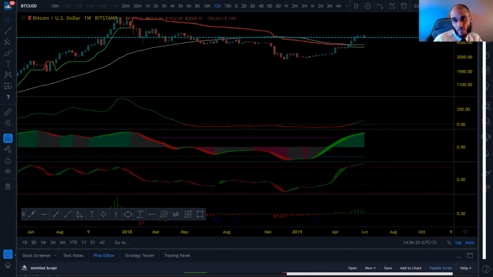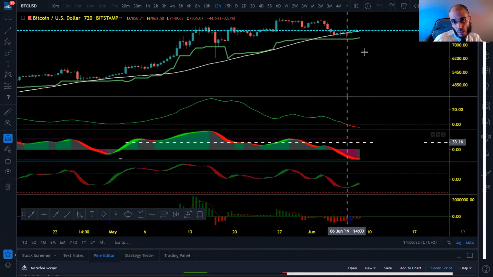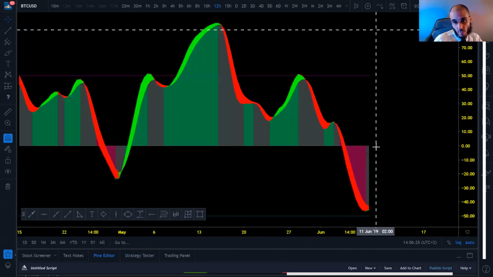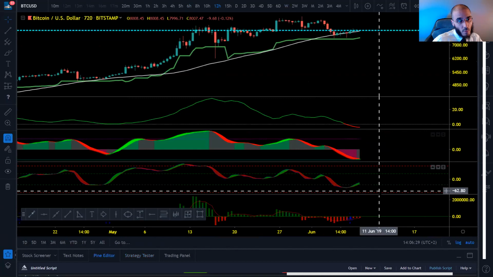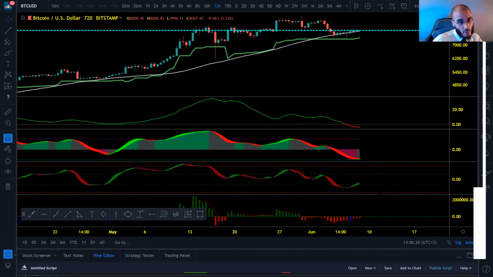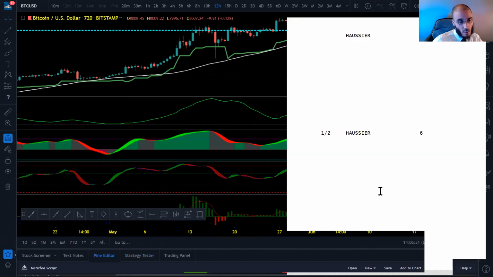12 hour. Positive, negative, negative, positive, negative. So the first one is positive. The second one is negative. The third one is positive. This one is positive. And the last one is negative. This one is negative. The one above is positive. The one above is negative.